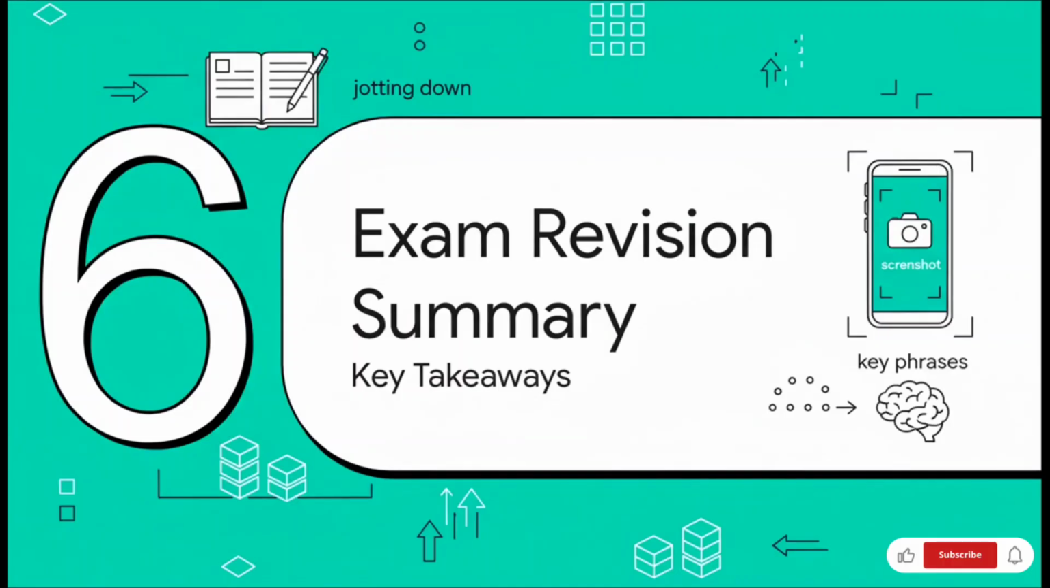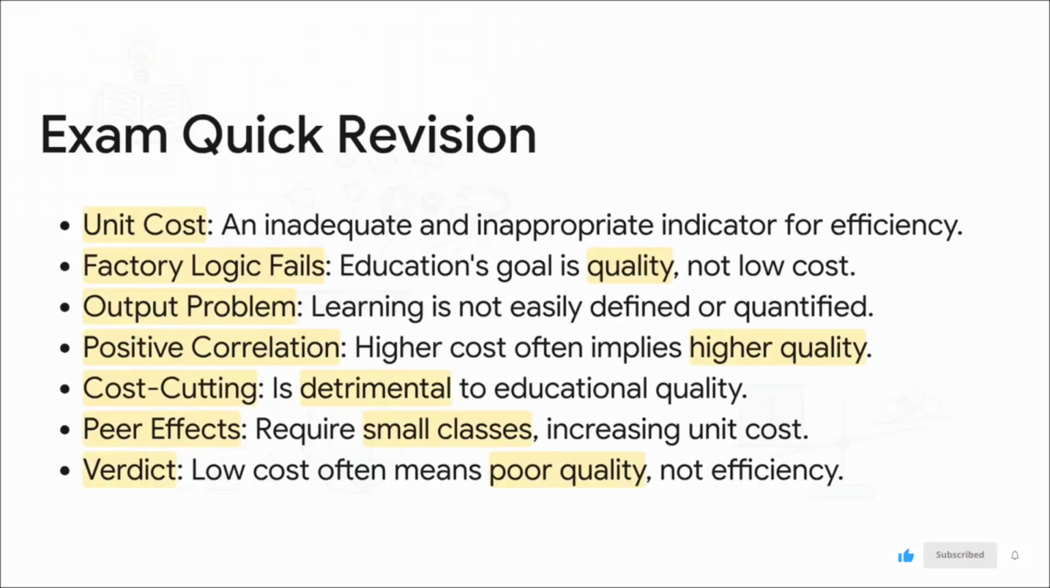All right, let's pull it all together for a quick revision. This next slide is the one you might want to take a screenshot of or just jot down the key points from. It's got all the key phrases you'll need. So here's how you bring it all together in your answer. Start by calling unit cost an inadequate indicator. Then tear down the factory logic by explaining the output problem and that positive link between cost and quality. Finally, you can hammer home how cost-cutting is harmful, while peer effects in small classes are actually beneficial.